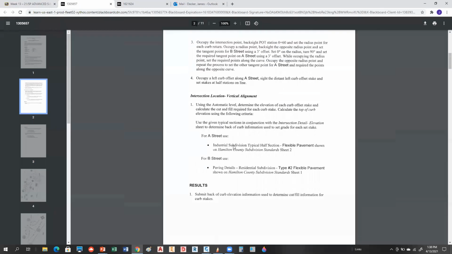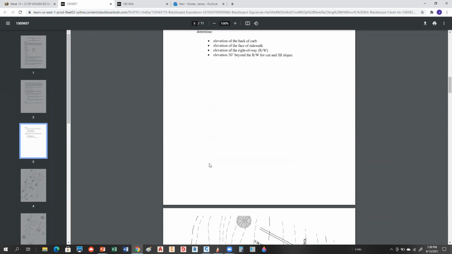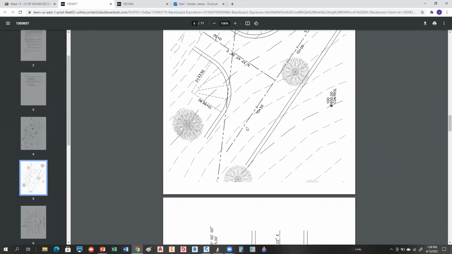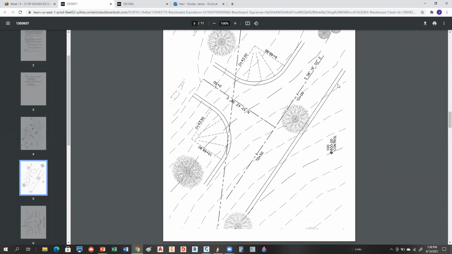At the back here, there are questions where you're going to use the typical sections to calculate elevations along selected points. That's what we're going to be doing on Thursday. We won't get everything done, but we will get the layout. We should easily get this laid out. Well, I shouldn't say easily. It'll take probably 3 hours. But we'll get this thing laid out and we will get it graded.